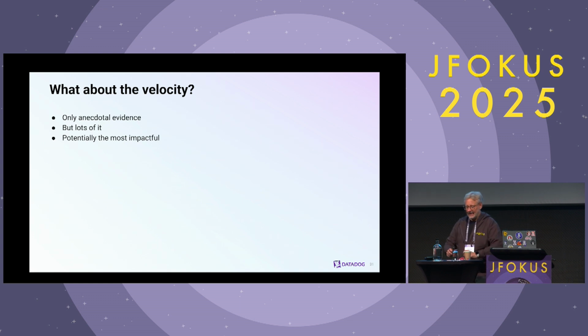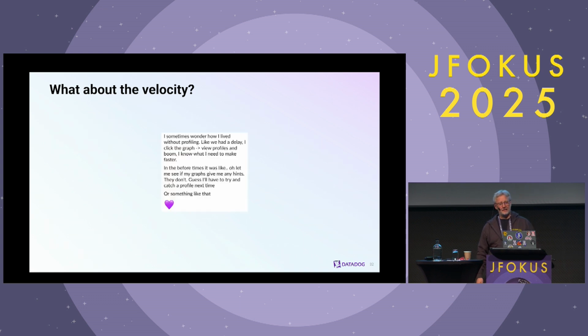So I have to confess something. I was going to talk about the velocity a little bit. I actually had a graph, but it was deemed too sensitive to show. So now I'm going to show some anecdotal evidence from within Datadog. I have tons. If you want more, we can talk later. But I think these are funny.